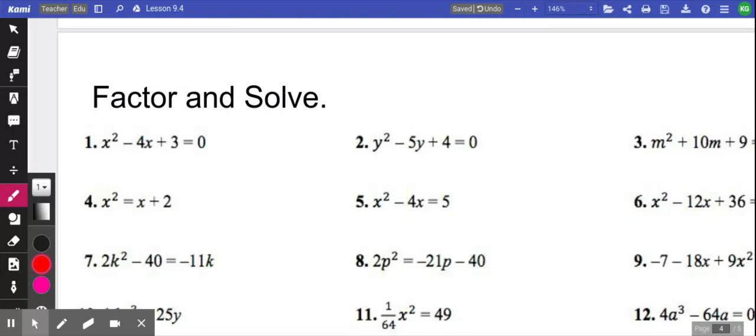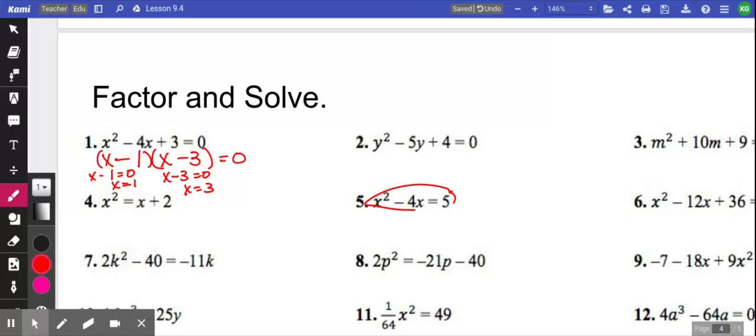The last type is the standard form, where I actually have to factor and then solve them for 0. So this one asks me what are factors of 3 that add up to 4, 3 and 1. Sign chart says both minus. So either x minus 1 equals 0 or x minus 3 equals 0. So x equals 1 and x equals 3.